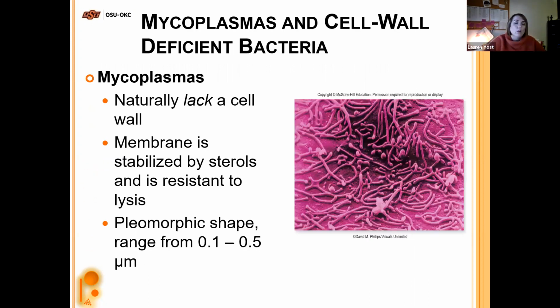Cool. All right, mycoplasma. Mycoplasma lack a cell wall. If you see mycoplasma, just think no cell wall. They just have the membranes, okay? So they are stabilized with sterols, and they're a little more resistant to lysis because they're more squishy, essentially. They can have a little more give. They have a pleomorphic shape because of this. The cell wall often imparts the shape of the bacteria, so because they don't have a cell wall, they can be whatever shape they need to be.